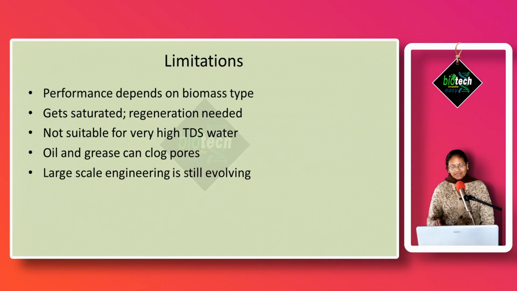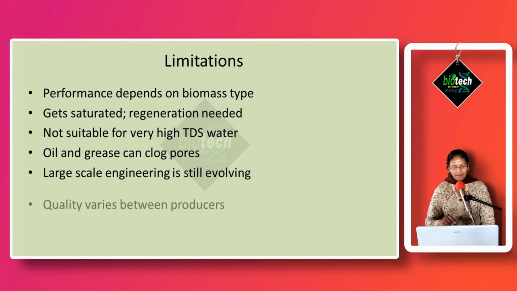Then large scale engineering is still evolving. Mostly this can be used very efficiently at the small scale, at the decentralized level, but for the large scale use, lots of engineering, or you could say lots of modifications, are still needed. You have to do the standardization, so all the parameters have to be standardized. All that kind of work is still going on, and it is still in the research phase.